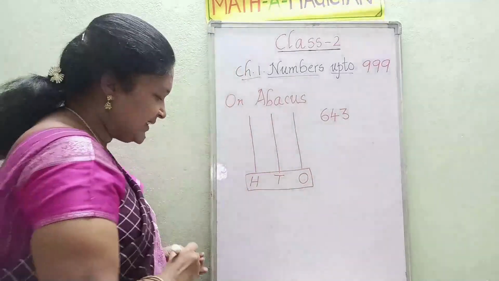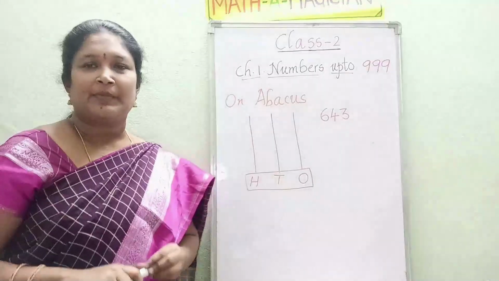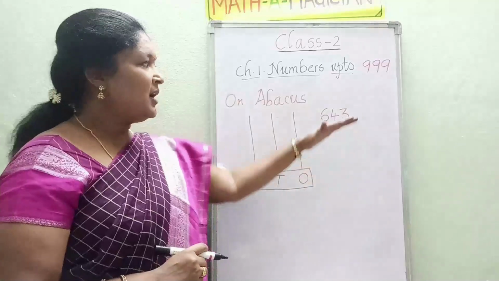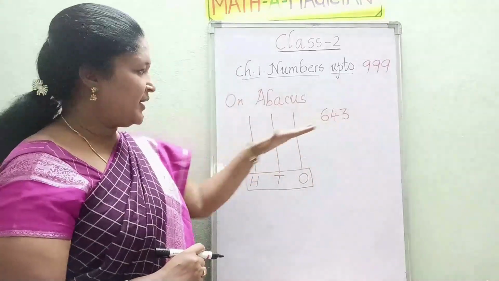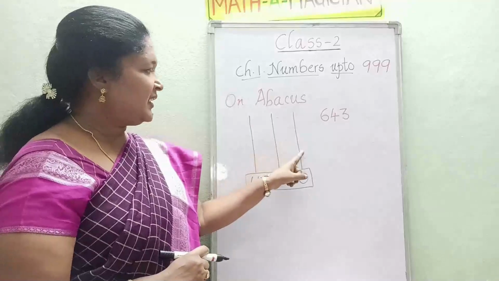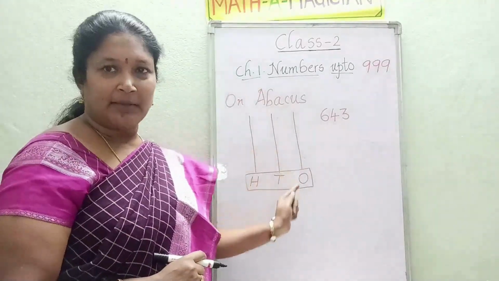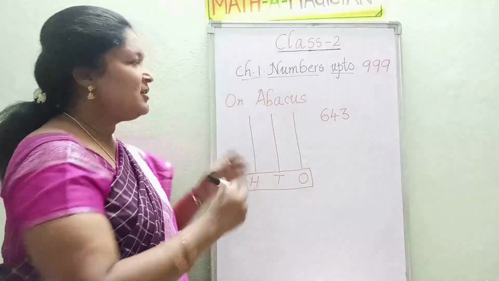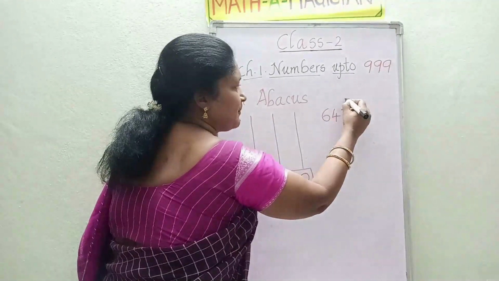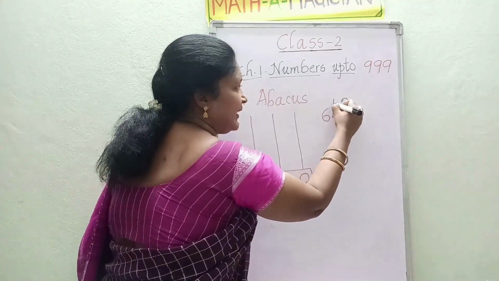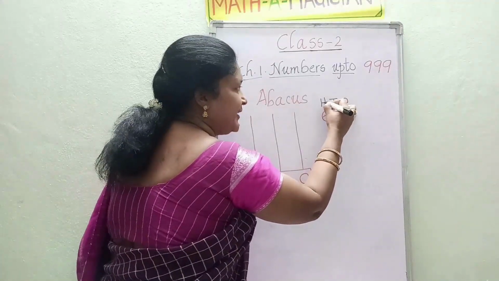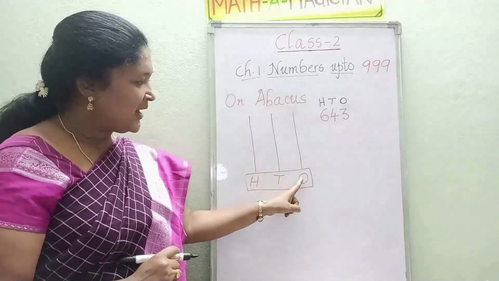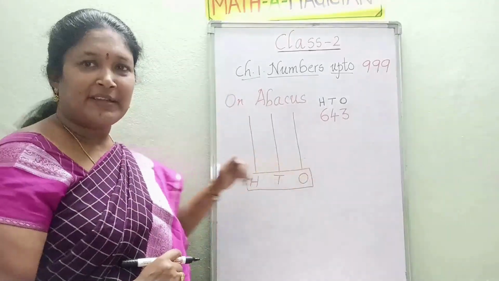One number, I want to say any one number. 643. So 643 is there, children. So more than 500 numbers we are going to learn. So 643. How can we represent this number on abacus? So here 3 strings are there. We should keep the beads according to the place value of the numbers. Okay, children. First we should write the place values. Ones, tens, hundreds. Left side it should move.